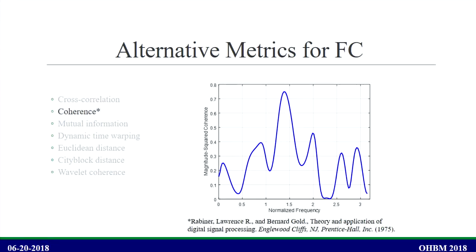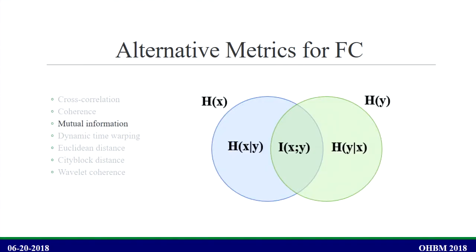Coherence basically measures the frequency domain similarity between two BOLD signals. The idea is to look at every frequency component that exists in the two time courses, and then to measure the similarity across all those different frequency components. The frequency components are on the x-axis and the similarity is on the y-axis. In mutual information, we try to model the two signals x and y as random variables. And we account for the mutual information, which is the shared common information denoted by I, while removing any kind of uncertainty that might be caused in one signal due to the other, represented by H.